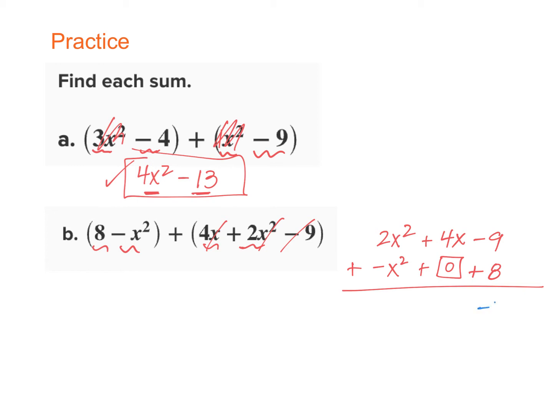Negative 9 plus 8 is negative 1. Okay, here I just have 4x. Okay, and then 2x squared minus x squared just gives me x squared. So now I'll put my symbols here. And good news, it's already in standard form.